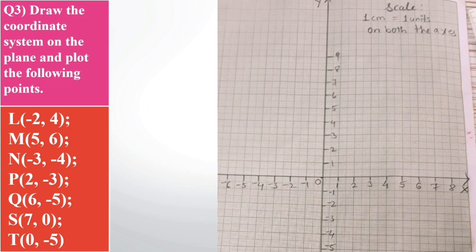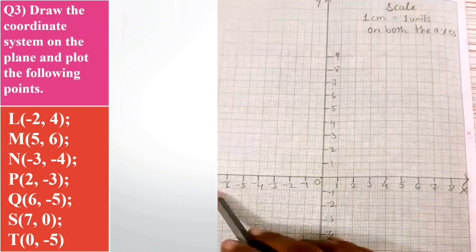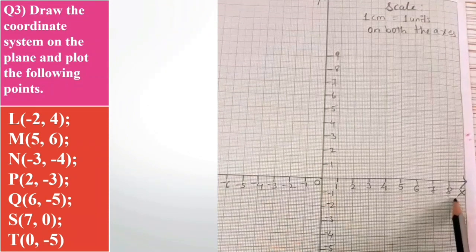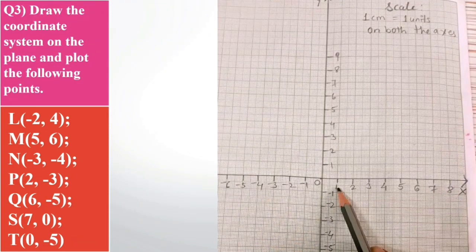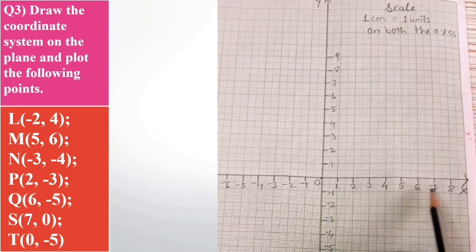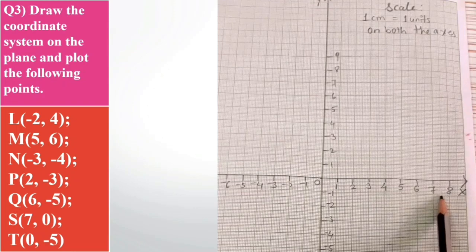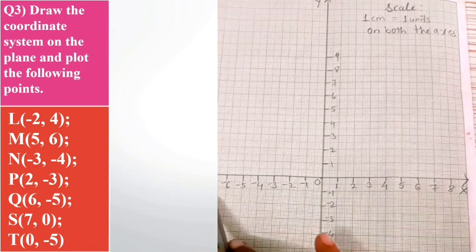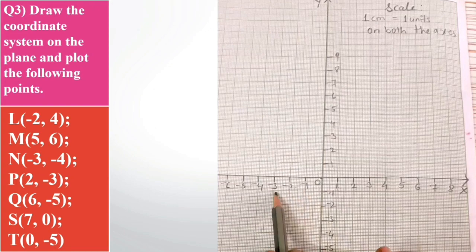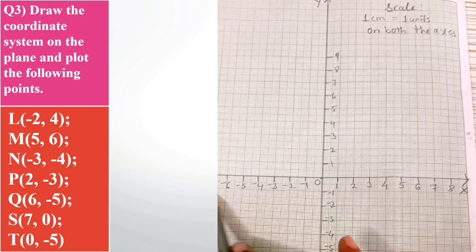According to the given point, the x coordinate always comes first, then the next one is the y coordinate. So we will plot this point on graph paper. On graph paper you will draw a horizontal line, that is the x axis, with 1 centimeter equal to 1 unit. 1, 2, 3, 4, 5, 6, 7, 8. The right side will be the positive numbers, and the left side will be the negative numbers. -1, -2, -3, -4, -5, -6, -7, -8.